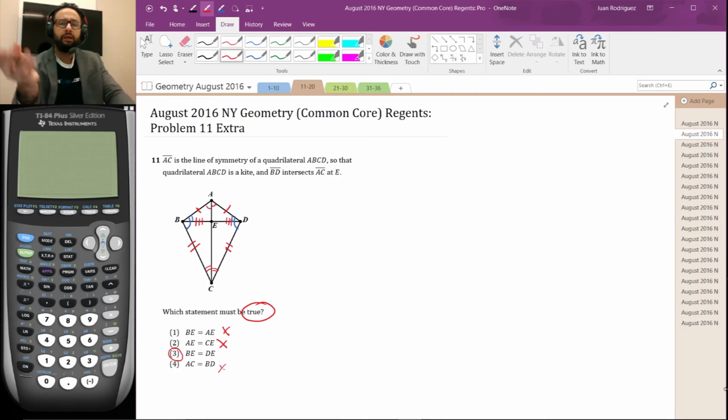Hopefully you got this. Hopefully this was enough for you to really get going on what a line of symmetry is, what a kite is, and what we can say just from the fact that a line is a line of symmetry.